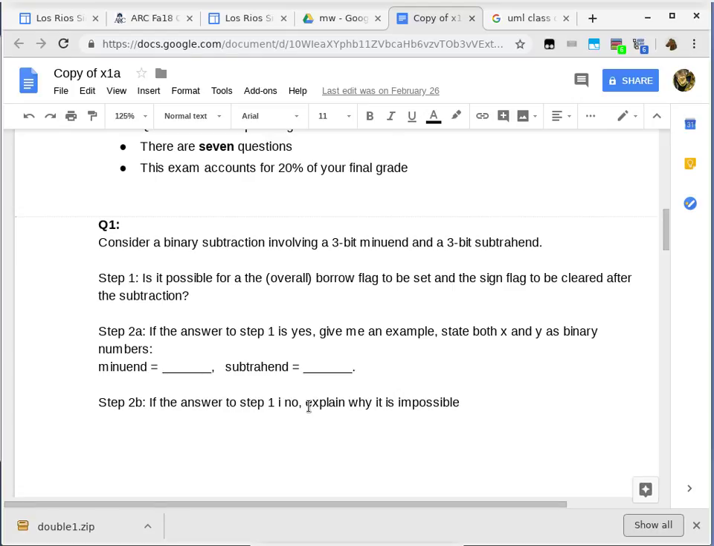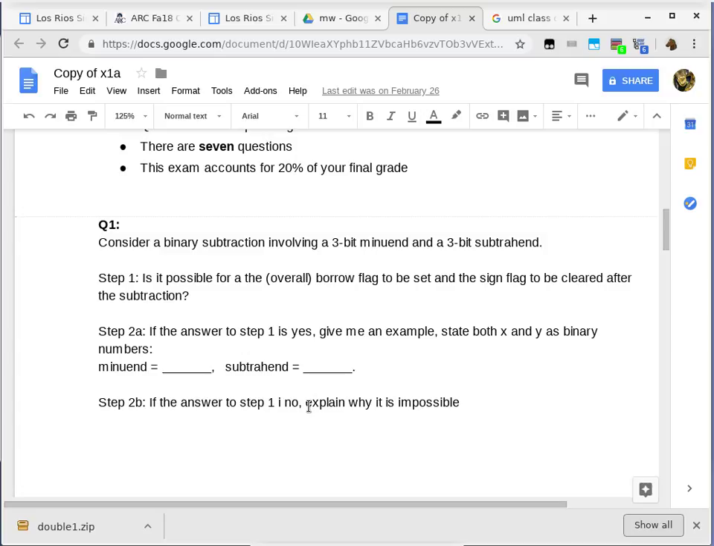Now, if somebody answers yes in step 1, but then proceeds to 2b, I cannot give that any point because the answers within the same question are inconsistent. So that would be like no points. Okay. So in this case, what do you think?